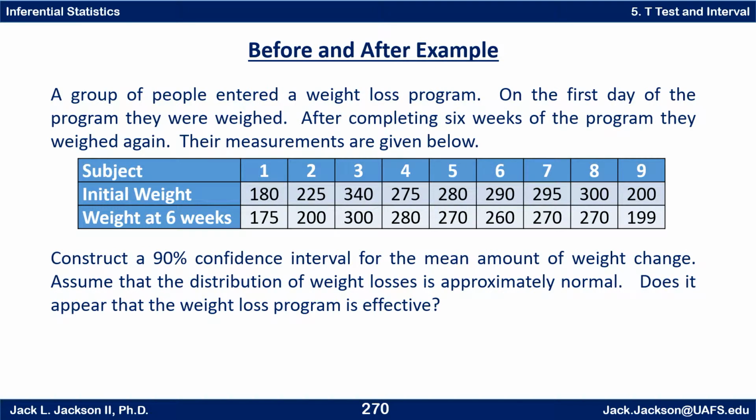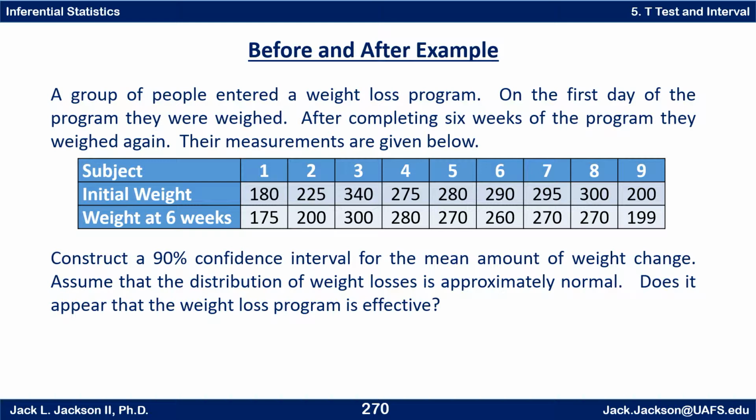So here's an example of just what we were talking about, before and after data for a group of people who have entered a weight loss program. On the first day of the program, they were weighed. Those are given in that column there, 180 pounds, 225 pounds, and so forth for subject 1, 2, 3, and so forth. After completing 6 weeks of the program, they were weighed again. The measurements are given below. So the person who weighed 180 at the beginning is now 175. The one that was 225 pounds is now 200 pounds, and so forth. And we have 9 subjects.